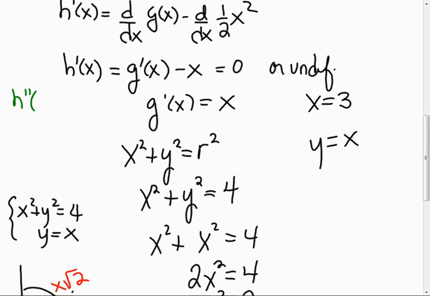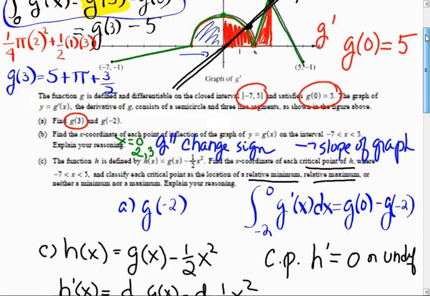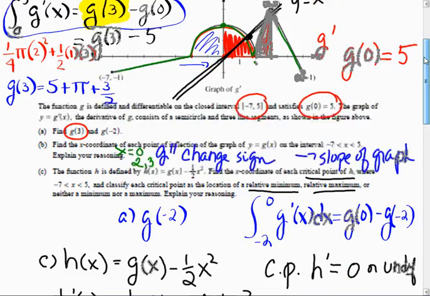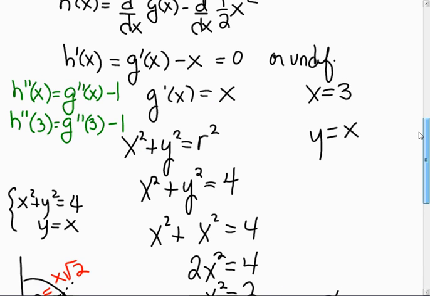What's the second derivative then? H double prime of x is equal to what? G double prime of x minus 1. Do I have G double prime of x? Okay, so I want to find H double prime of 3, which is equal to G double prime, the slope at 3, minus 1. Uh-oh, that's not going to help me. What's the slope at 3? It's undefined. Okay, I guess the second derivative test is not going to work. Square root of 2 will work.